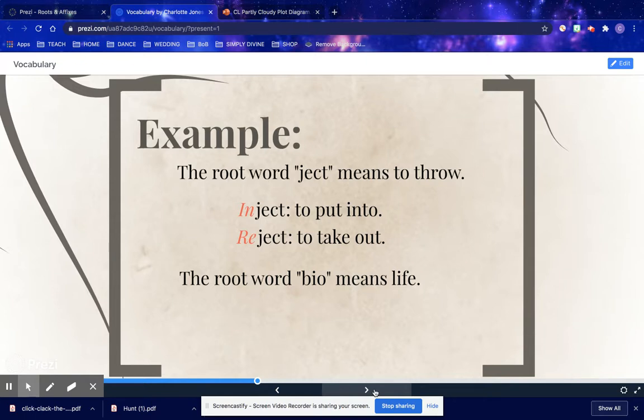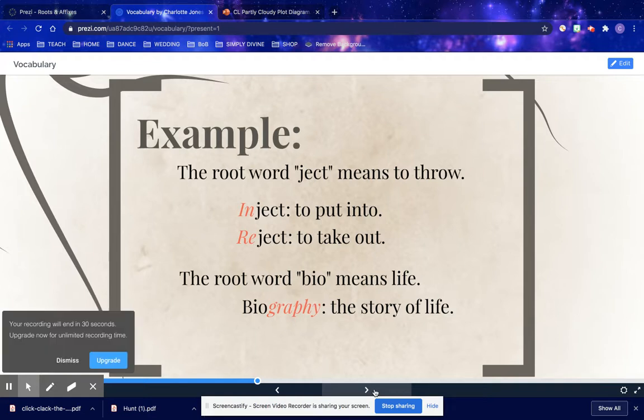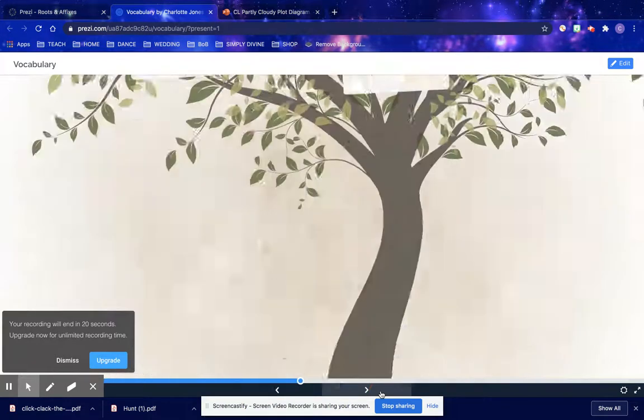If I have the root word bio, the root word bio means life. If I add a suffix to the root word bio, like graphy, I now have the word biography. That is the story of life, the story of a person's life. If I take the exact same root word bio and I add the suffix logy, now I have the word biology, which is the study of life.